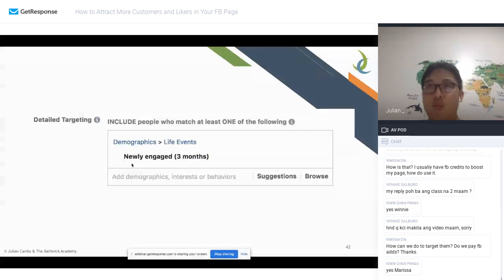For example, again, kung wedding supplier ka, if, for example, wedding gifts, diba, you have cupcakes as wedding gifts, souvenirs, or wedding cake, this is a good interest to target on newly engaged. Congratulations on your engagement. No? We're offering, for newly engaged couples, we're offering a free taste test of our cupcakes or cakes.